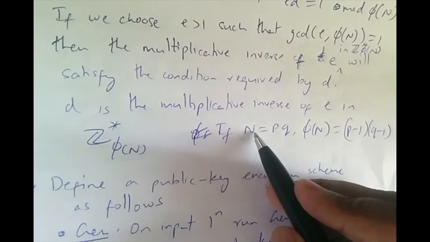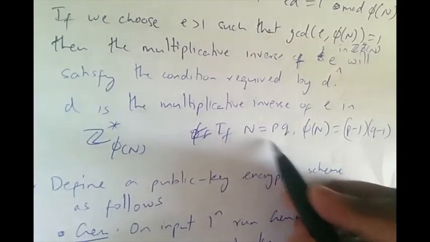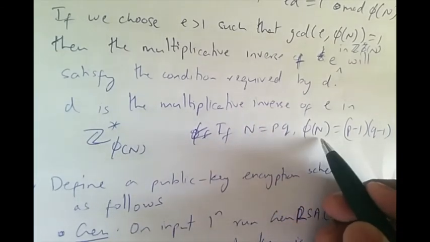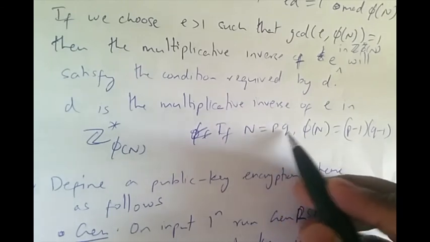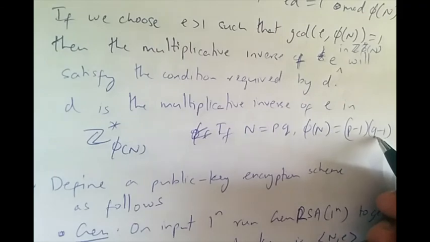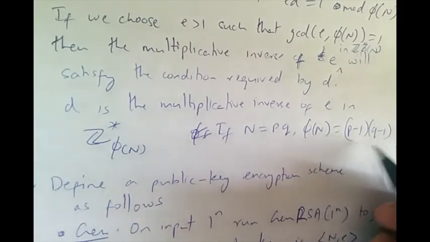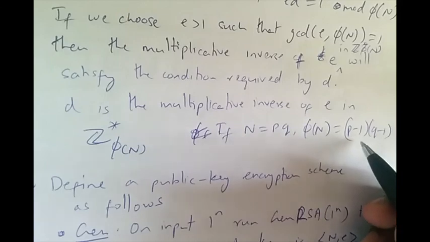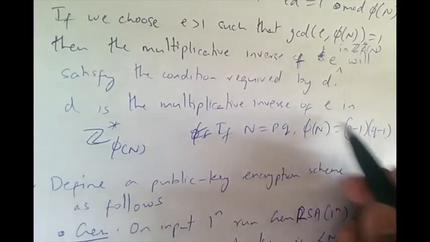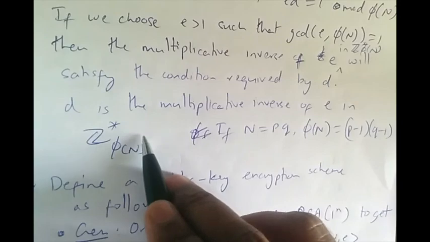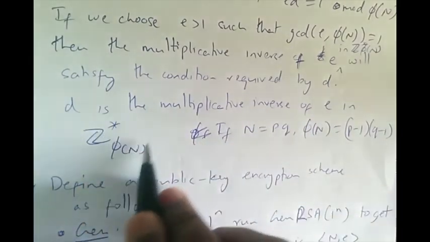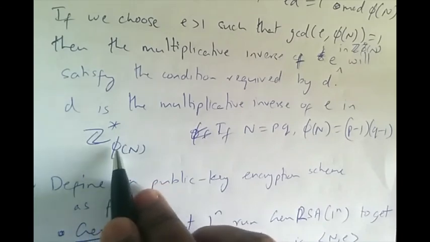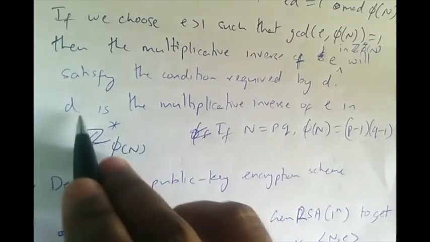Somebody who does not know the factorization of n cannot compute phi of n from n. Because if I know the factorization of n as PQ, then I know that phi of n is P minus 1 into Q minus 1. But if I don't know the factorization of n, I can't compute phi of n. And if I can't compute phi of n, I won't be able to compute the multiplicative inverse of E in Z phi n star, so I don't know what D is.